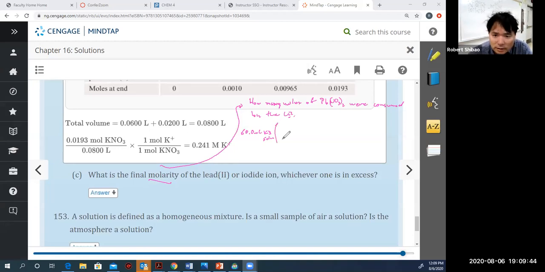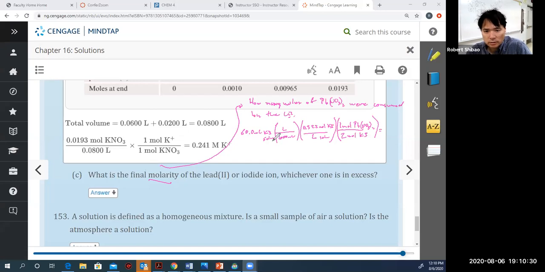So we're going to convert that to liters, and then to moles of pure KI using the molarity, 0.322 moles of KI per liter of solution. So the solution cancels out, and we are left with moles of pure KI. From the balanced chemical equation, we know that we have 1 mole of lead nitrate for every 2 moles of KI. This is going to tell us how many moles were consumed by the limiting reagent.